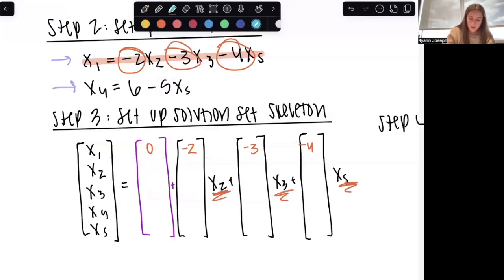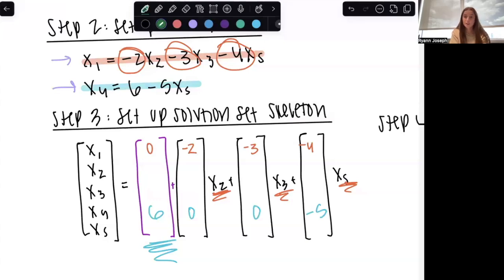Then I'm going to do x4. My second to the bottom row, x4 is equal to 6 minus 5 x5. This is where this is going to have a 6. That's why we needed this entire column, for this 6. So 6, there's no correspondence with x2, there's no correspondence with x3, and then it's negative 5 for x5. That's it.